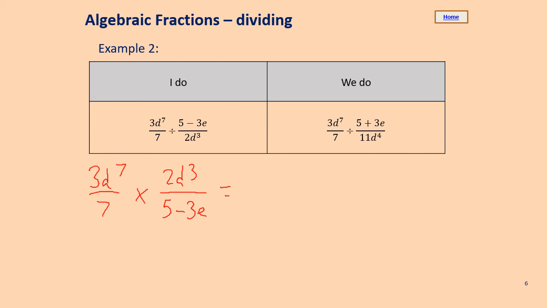So multiply the top two, which gives 6d to the power 10. Multiply the bottom two. Now be careful to basically treat this second denominator like a pair of brackets and then multiply it out. So 7 times 5 and 7 times negative 3e. On the bottom that's going to leave 35, take away 21e. Okay? Now we can actually, no, we can't simplify this. So that's actually going to be our final answer in this case. So please copy that one down and then try the redo for me.